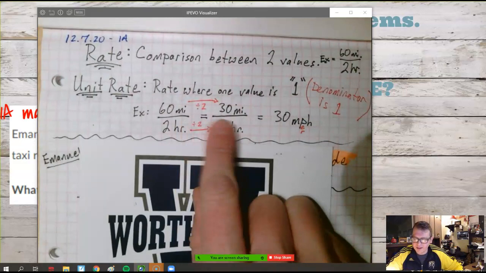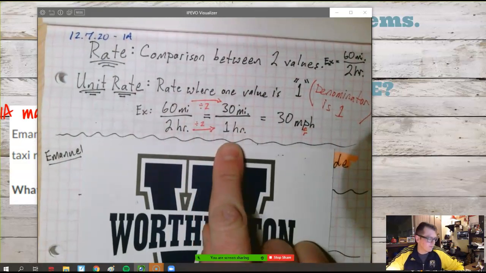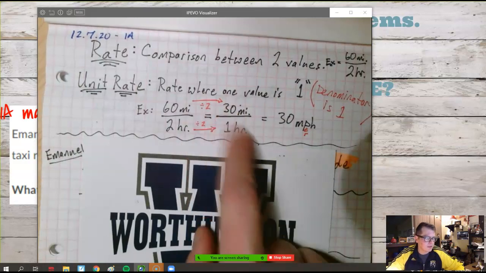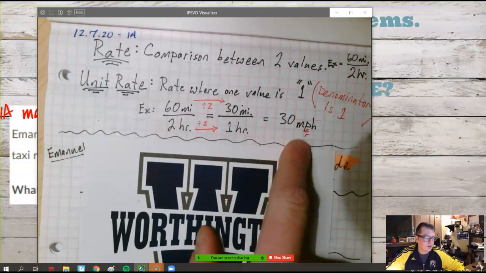Any questions on the math I did to get this to a 1 on the bottom? I said, how do I get from a 2 to a 1? I can divide by 2. I do the same in the numerator. We get to 30 miles per hour.